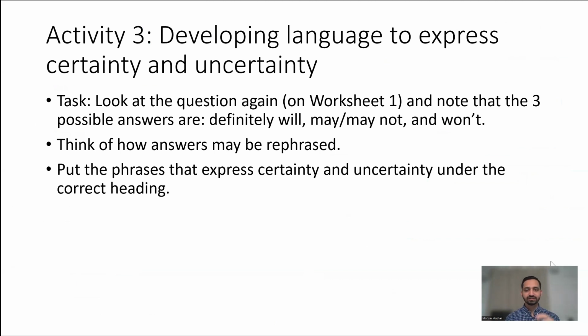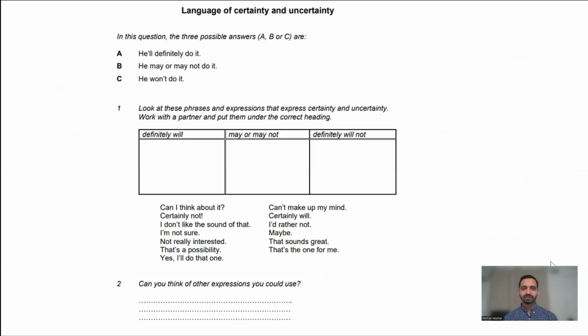So you really have to think about that. Put the phrases that express certainty and uncertainty under the correct heading. So we're going to do an activity here, and we're going to really synthesize this and understand how we're going to tackle this kind of question. In this question, the 3 possible answers are definitely will, may or may not, which is B, and then definitely not, which is he won't do it, C. Look at the phrases and expressions that express certainty and uncertainty. Work with a partner. This is an online course, so you will be working on your own most likely, and put them in the correct order. So do this activity on your own.